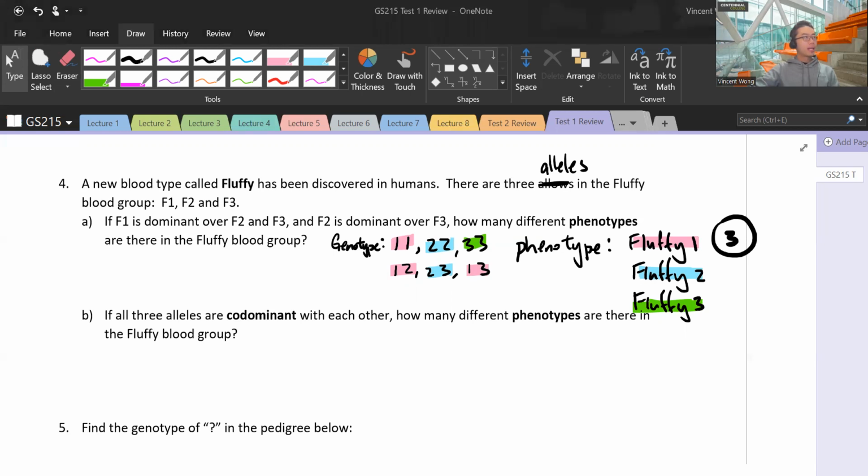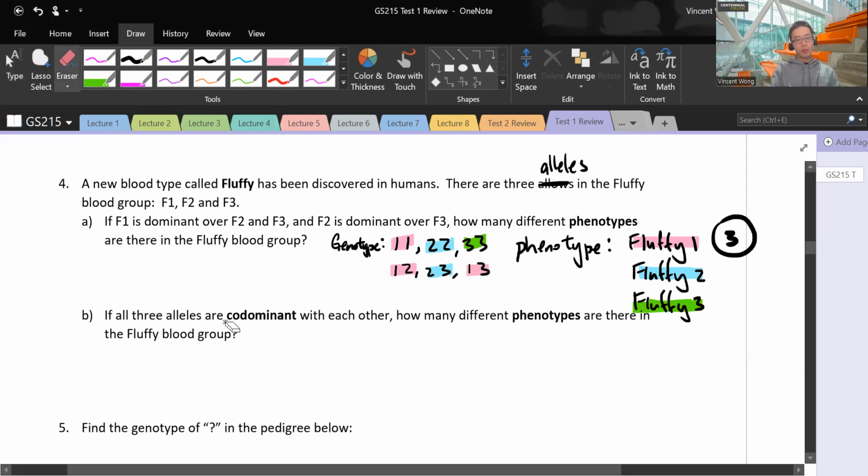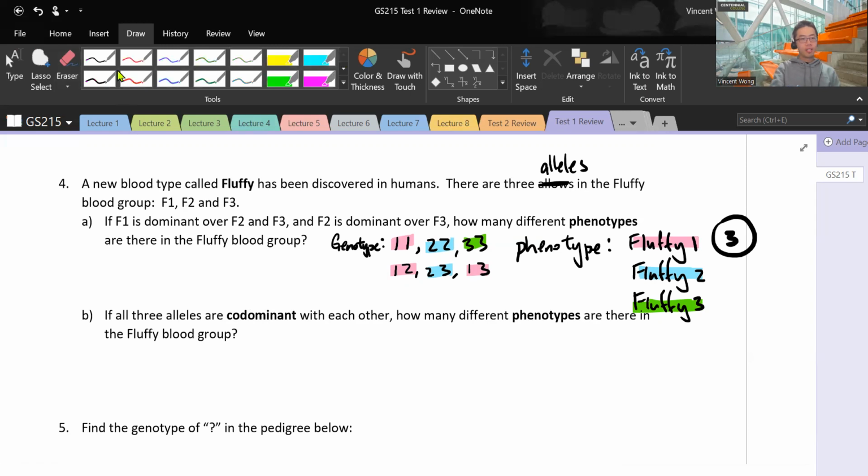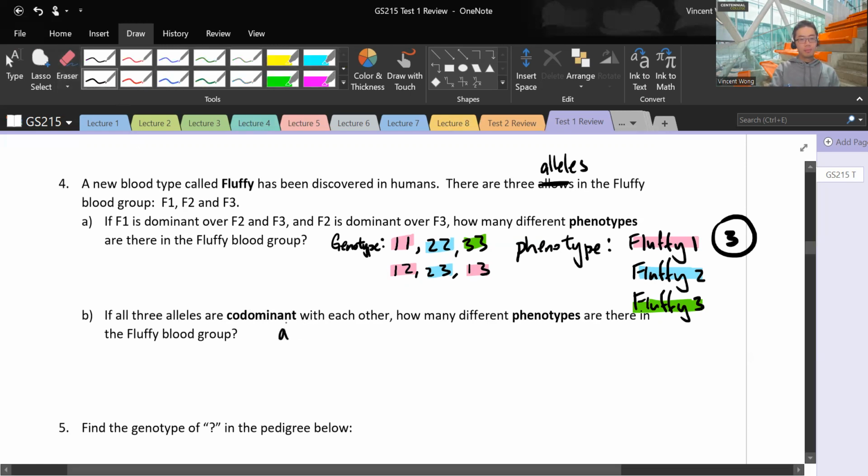You guys are so quiet. All right, let's do the poll here for part B. Same fluffy situation, but now all three alleles are codominant with each other. How many phenotypes? Let me know. Let me give you some choices: 3, 4, 5, 6.